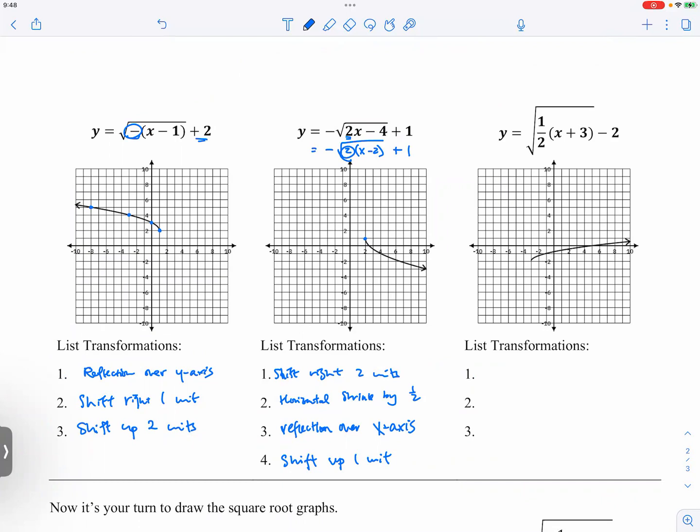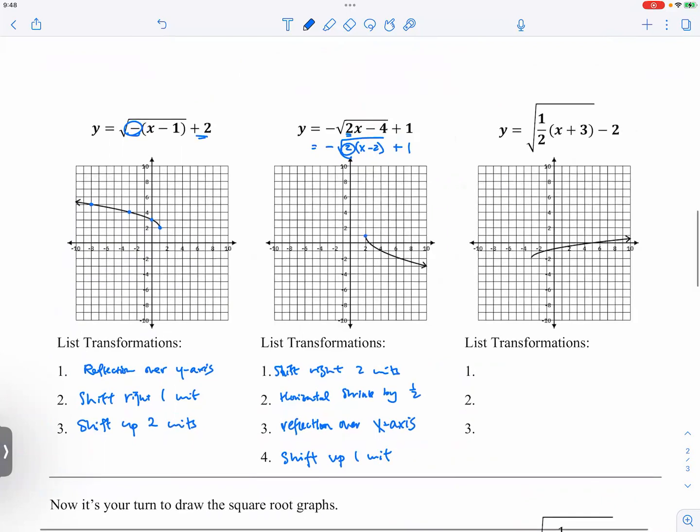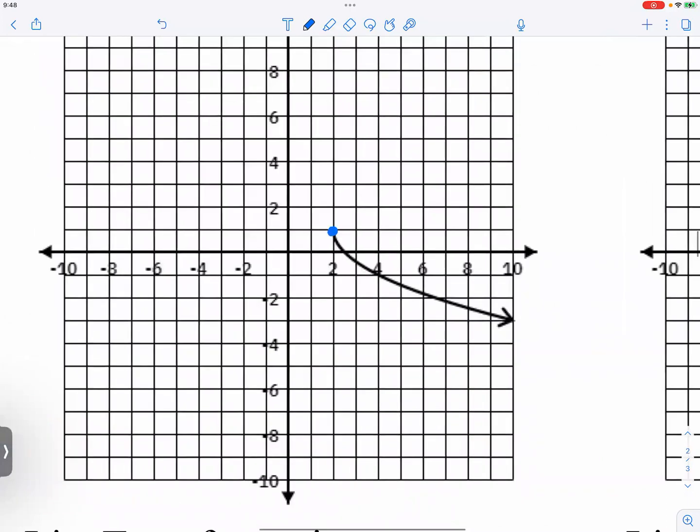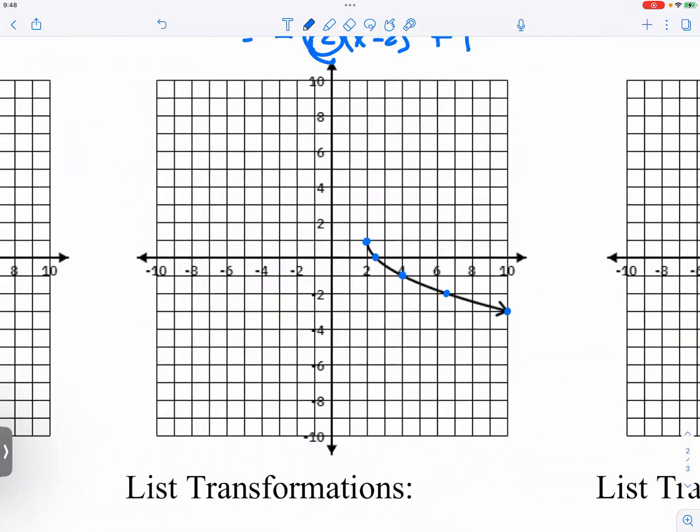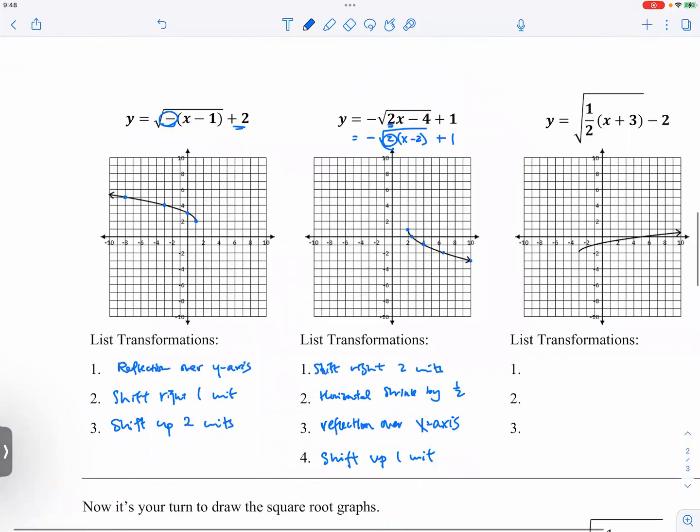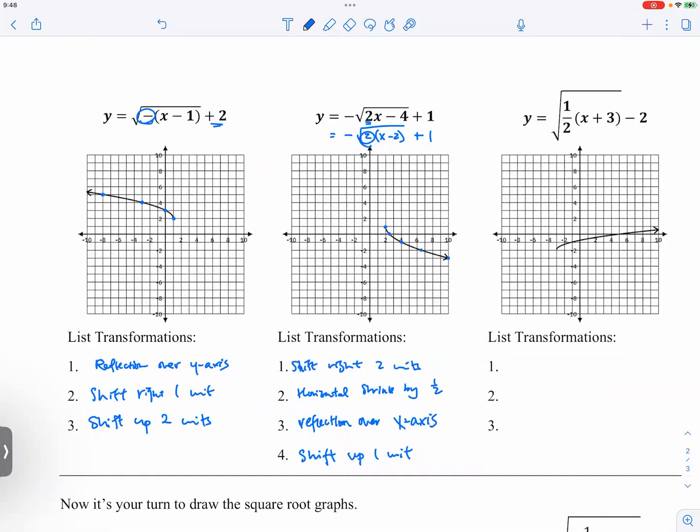Now, to show you the horizontal shrink by 1/2, again, we used to go 1, 3, 5, 7. And now it's 0.5, 1.5, 2.5, and 3.5. Okay, so that's how you show your horizontal shrink. So again, make sure you are comfortable with all the listing of the transformations.